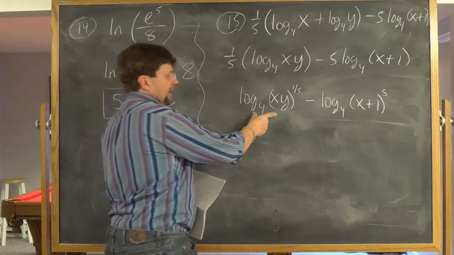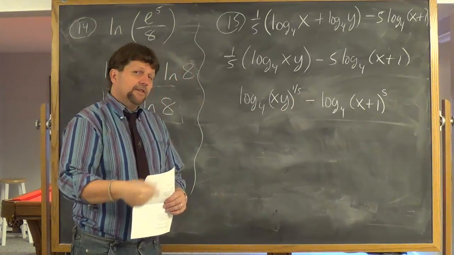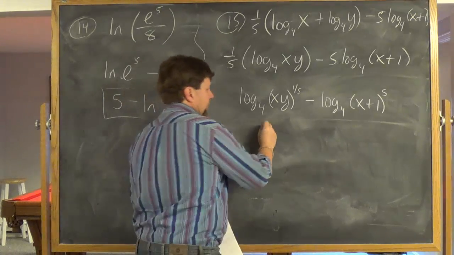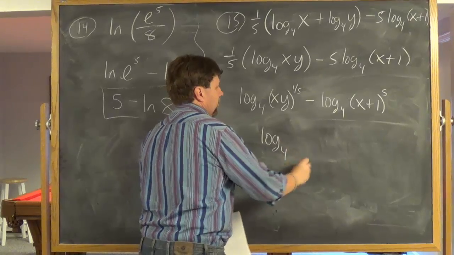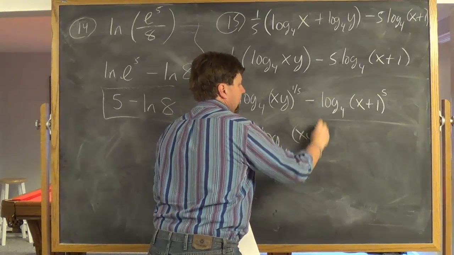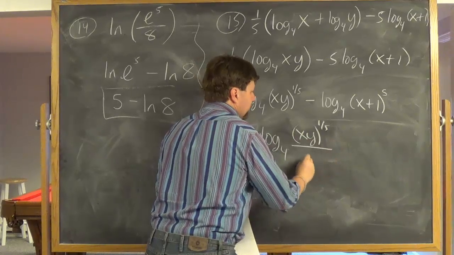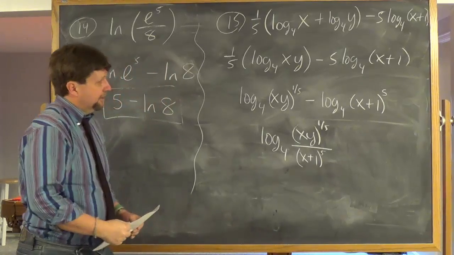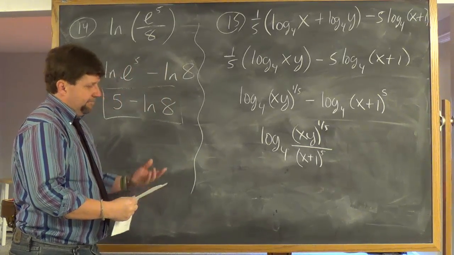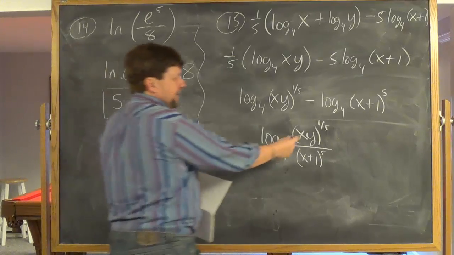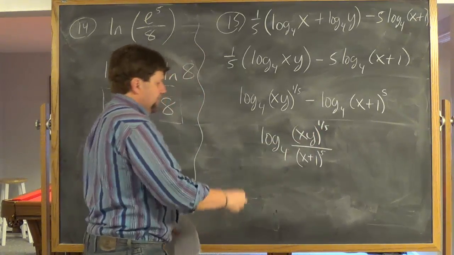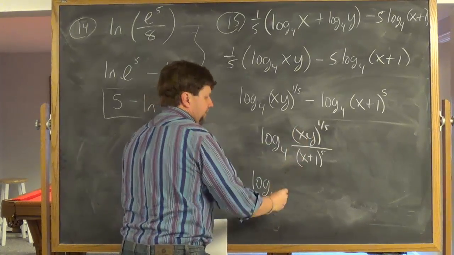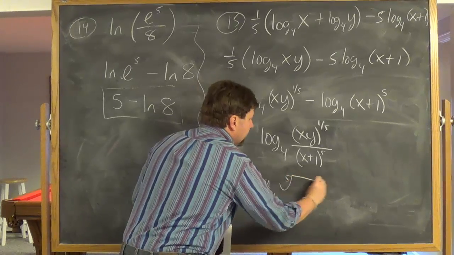Next, I see I have a subtraction. So since I have a subtraction, I could rewrite that as a division. So log base 4 of xy to the 1/5 over x plus 1 to the 5th power. And then the only other thing I guess we could do is we have this xy to the 1/5 power. So if we want, we can really make this look nice by rewriting the 1/5 power as the 5th root.